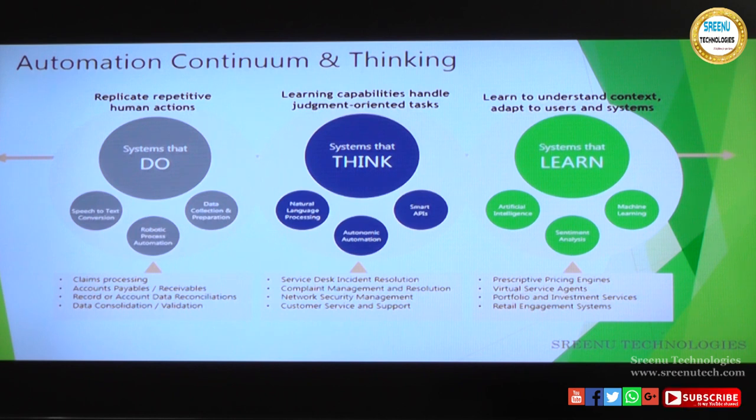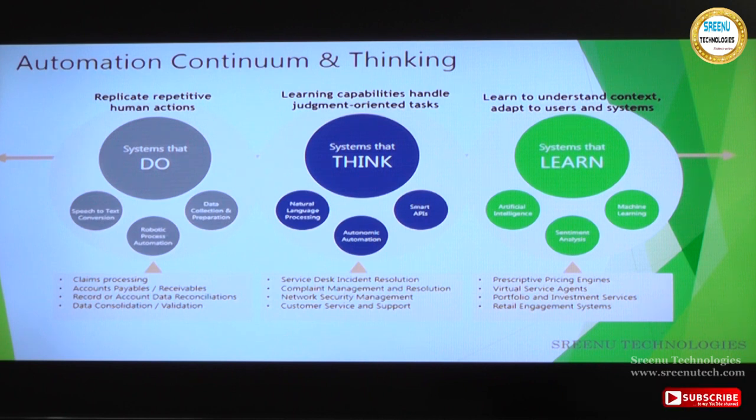So in automation, the main classification is system that do, system that think, and system that learn. System that do, in the sense, will just replicate repetitive human actions. It follows a step-by-step procedure with rule-based configurations, that's it. It does not provide any recommendations or predictions. That is the important thing under this classification. So the RPA which we are going to learn falls under the system that do category. You should understand this.